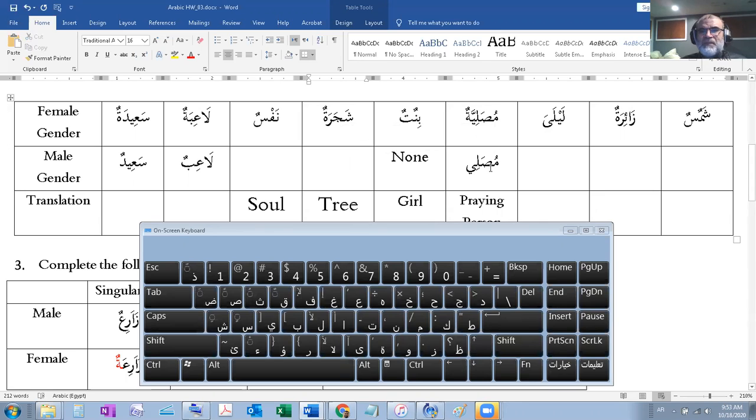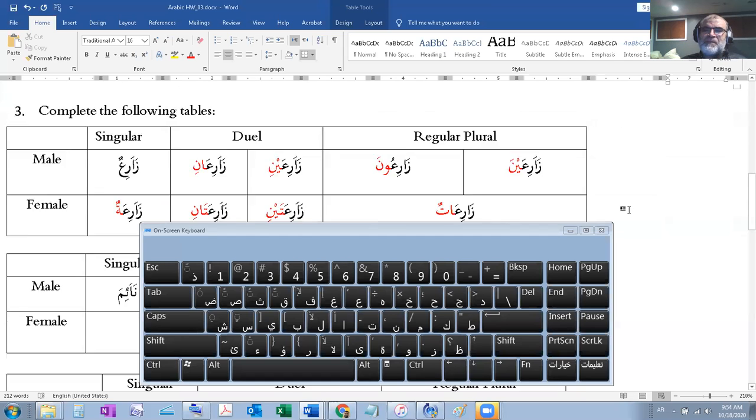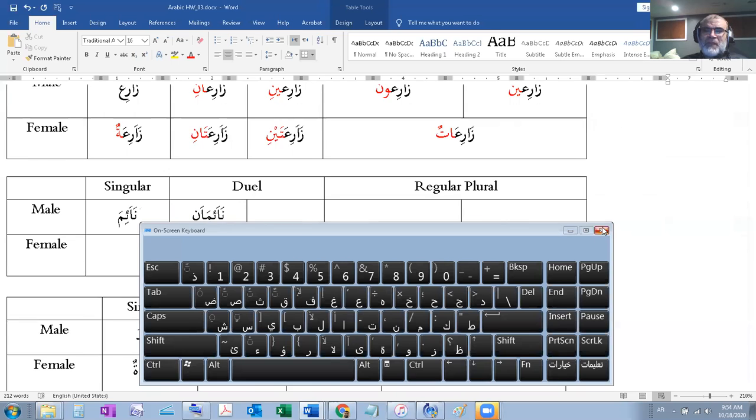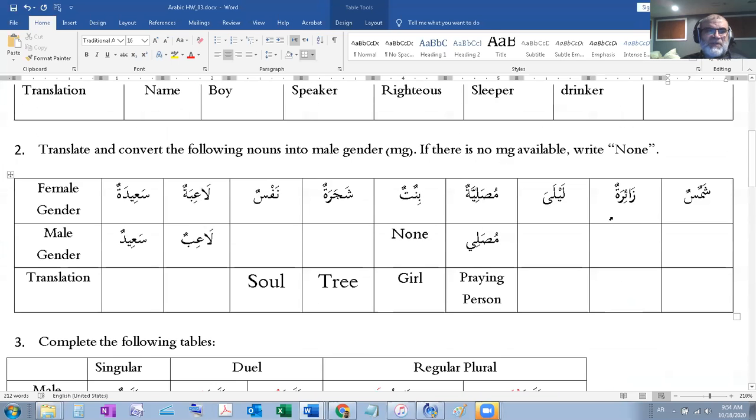None. Okay? Layla is the name of a woman. Is there a male Layla? No, there is not. Shams is a female name. Do I have a male name for Shams? No, the word Shams is female. The word Shams, which is sun, is a female word. The word Qamar, which is moon, is a male word. It doesn't mean that the sun is female and the moon is male. No, it means just the word itself. Okay? Then, any questions about this table? Number 1 and number 2?